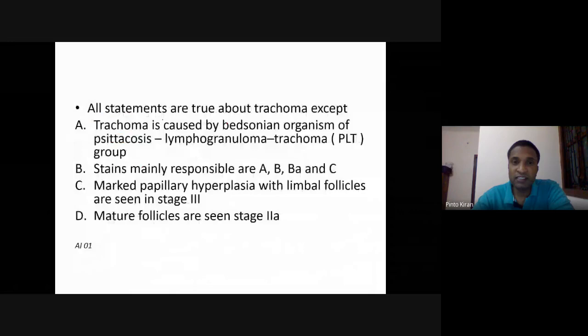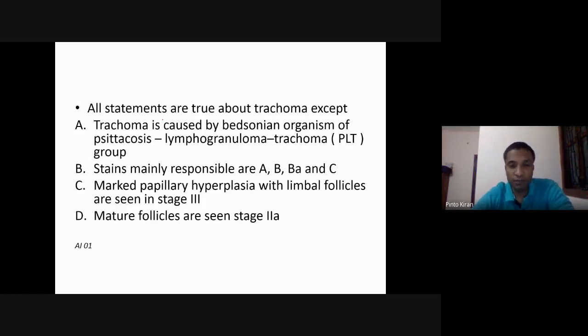All statements are true about the trachoma except: trachoma is caused by Bedsonian organism of psittacosis, lymphogranuloma, trachoma group, that is the PLT group. Second option, serotypes mainly responsible are A, B, Ba, and C. Marked papillary hyperplasia with limbal follicles are seen in stage 3. Mature follicles are seen in stage 2A. Who will answer? I told you, right? This is based on MacCallan's classification. Tell me. Very good.